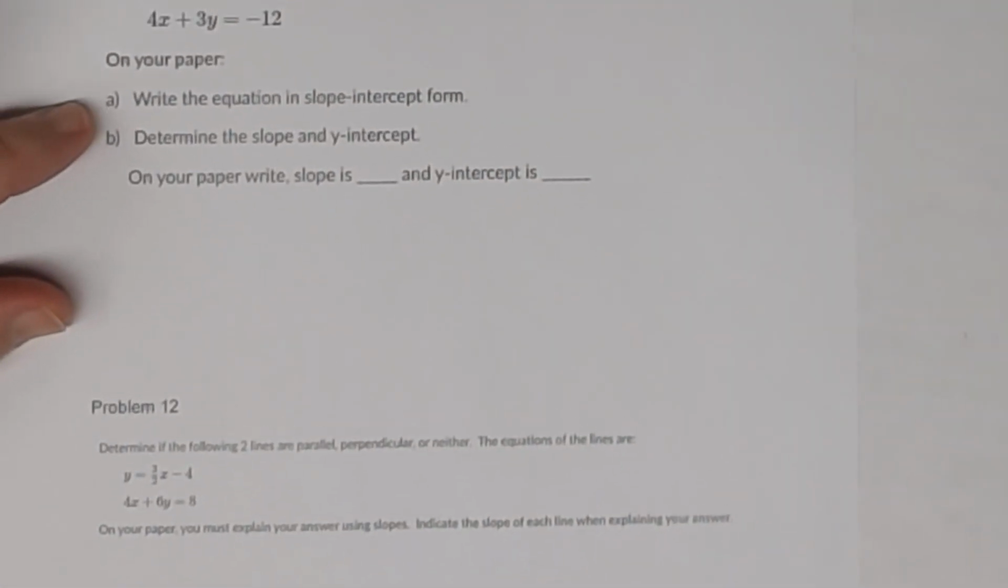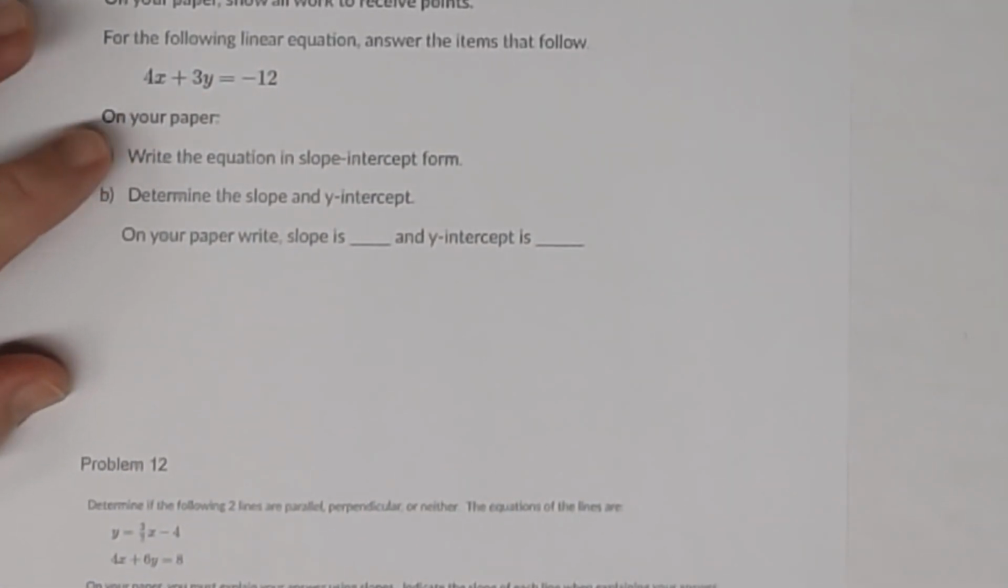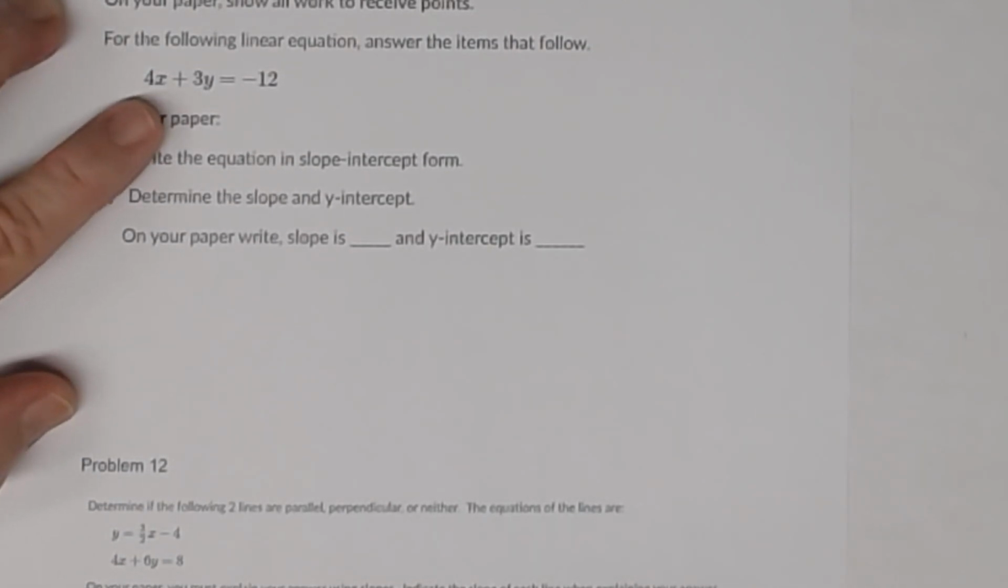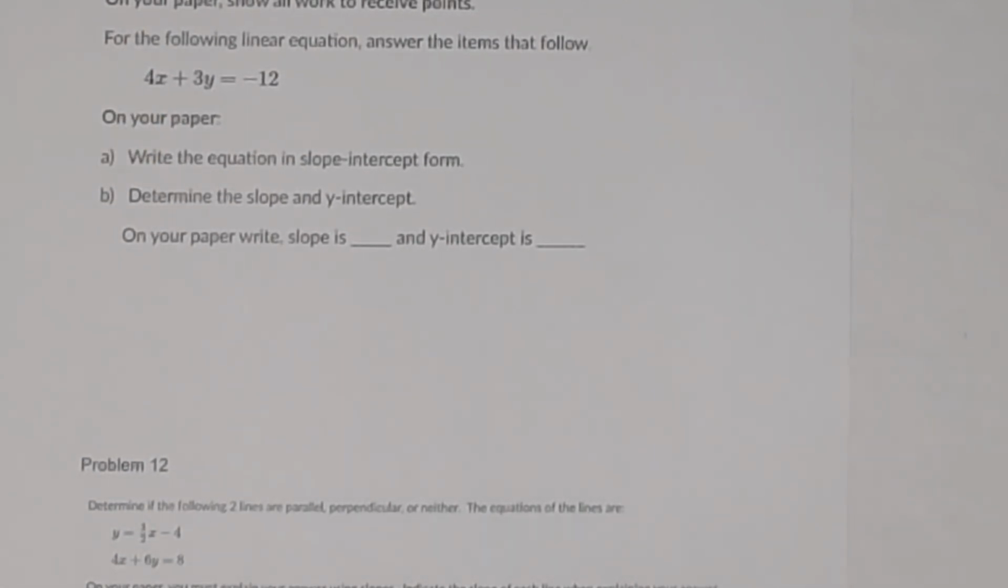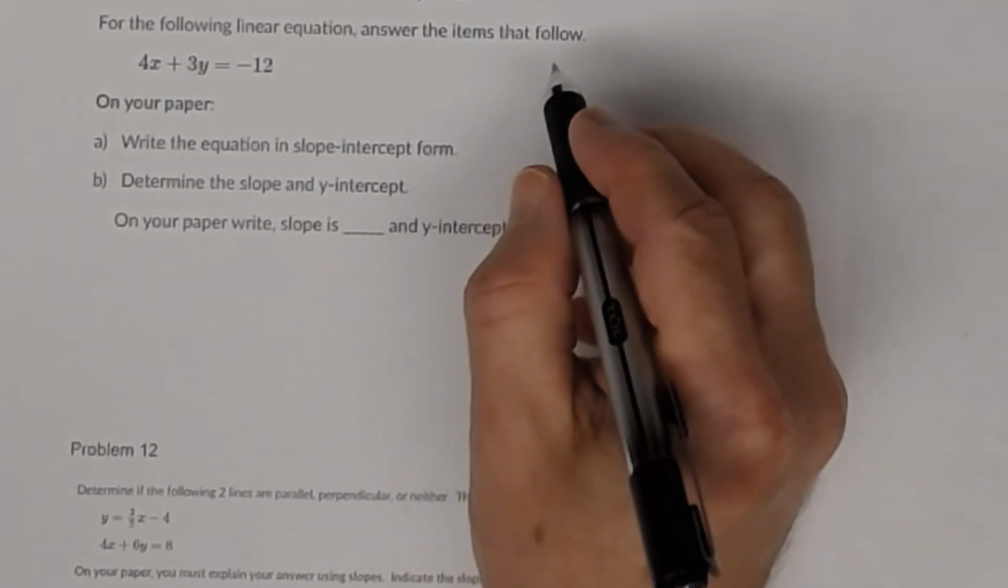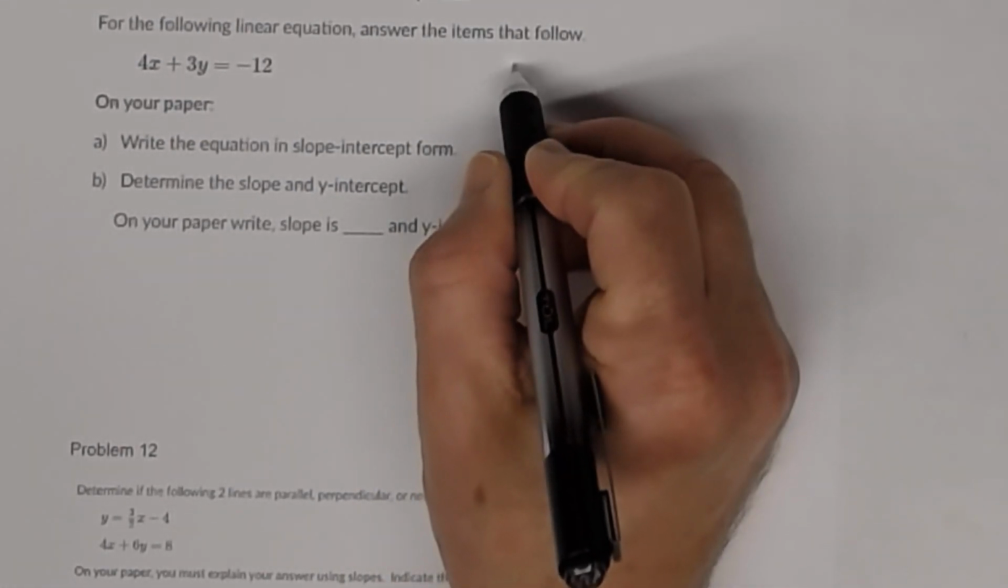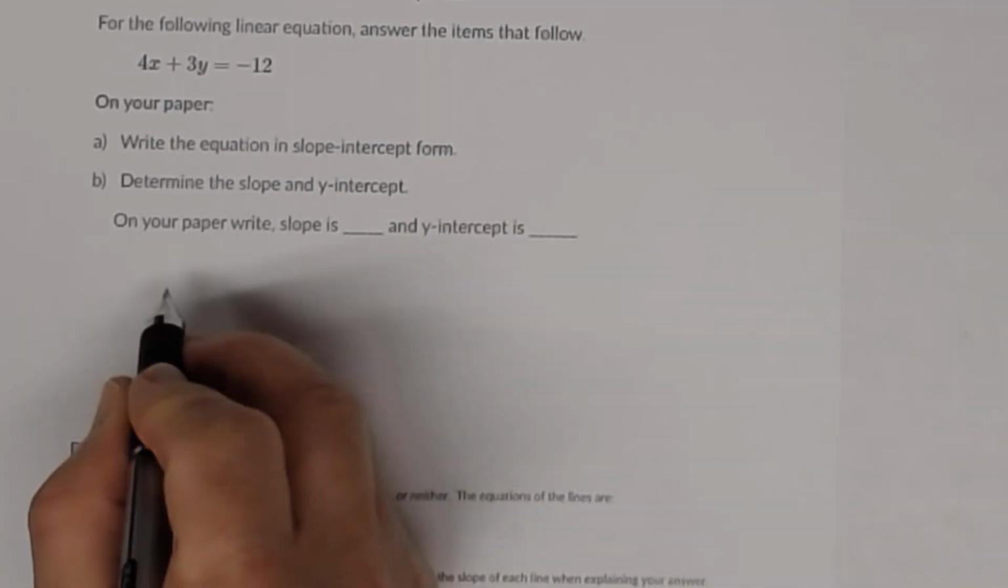Okay, number 11. So in number 11, the directions tell you to write this linear equation in slope-intercept form. So slope-intercept form is where you get the variable y by itself. So it's pretty easy to do that. So let's go ahead and do that here.